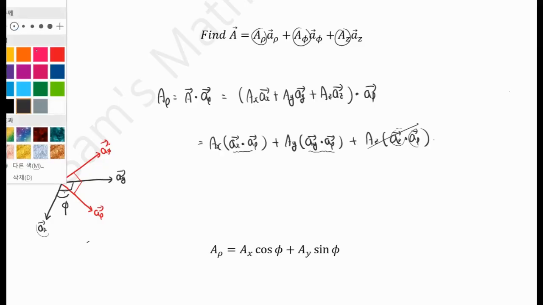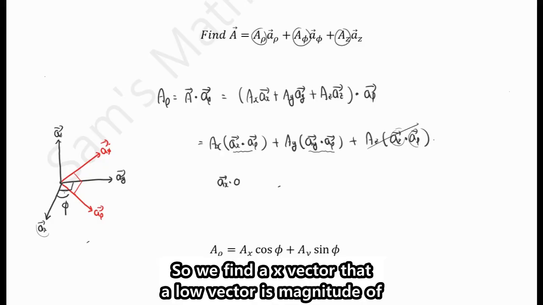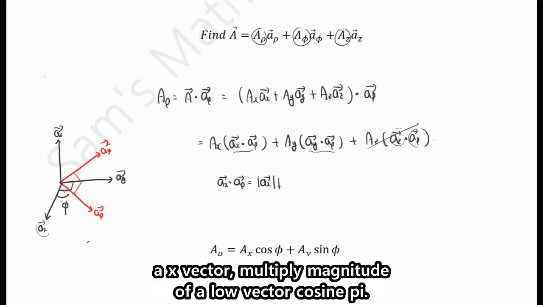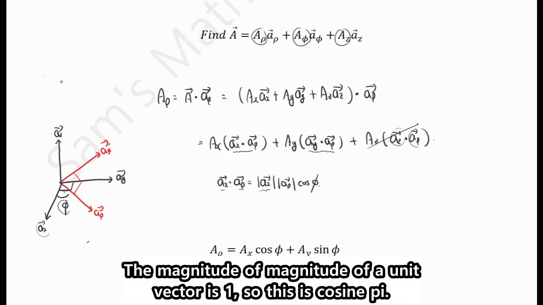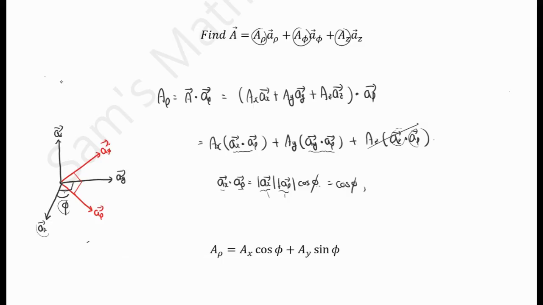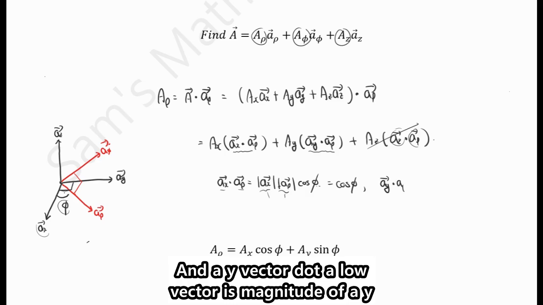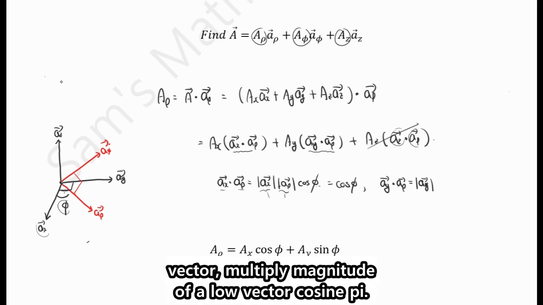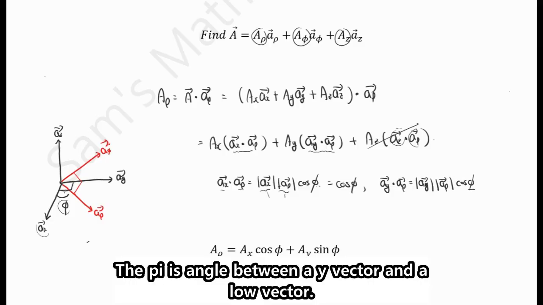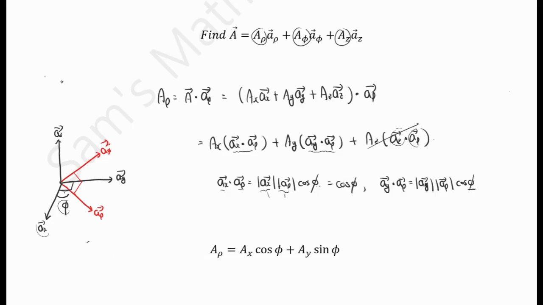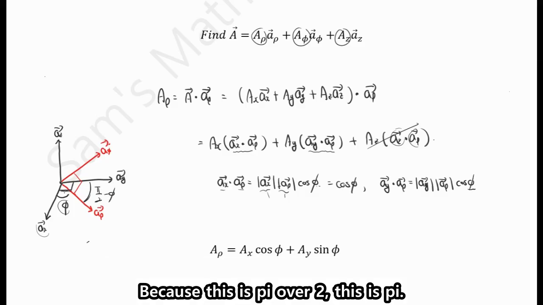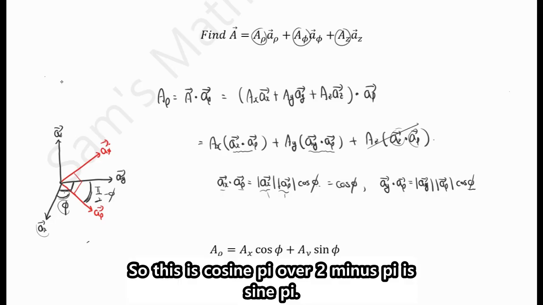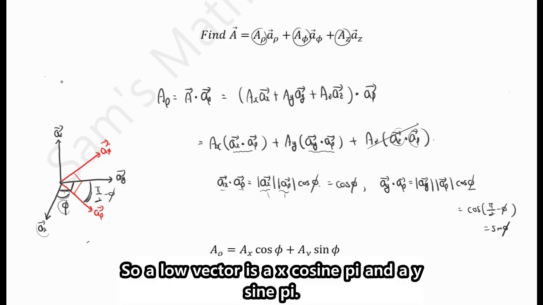So we find that a_x vector dot a_rho vector is the magnitude of a_x vector multiplied by the magnitude of a_rho vector times cosine phi, where phi is the angle between the a_x vector and a_rho vector. The magnitude of a unit vector is 1, so this is cosine phi. And a_y vector dot a_rho vector is the magnitude of a_y vector multiplied by the magnitude of a_rho vector times cosine of the angle between them. The angle between the a_y vector and a_rho vector is pi over 2 minus phi. So this is cosine of pi over 2 minus phi, which is sine phi. So A rho is Ax cosine phi plus Ay sine phi.